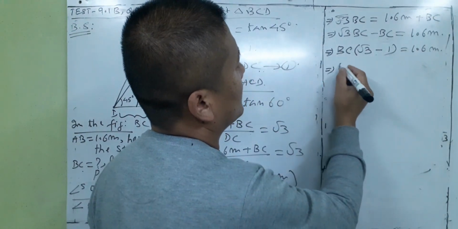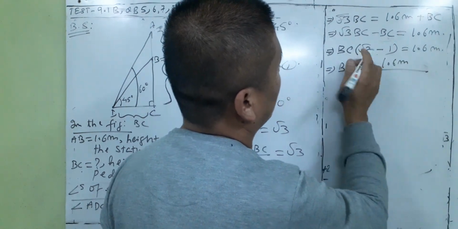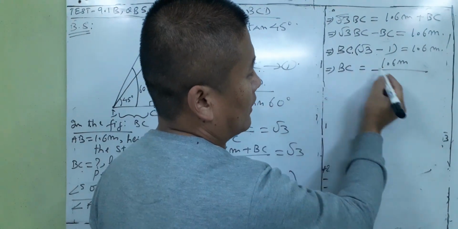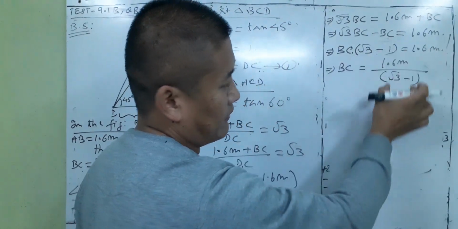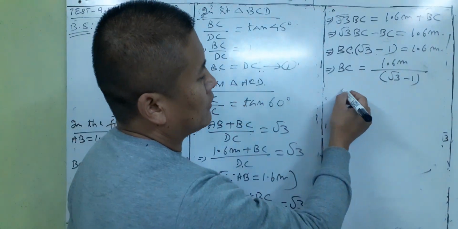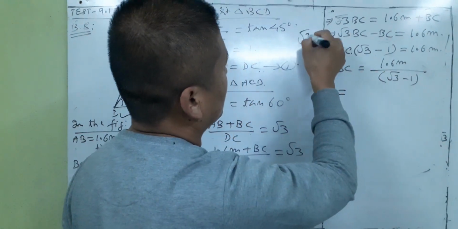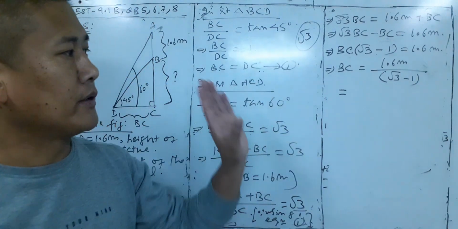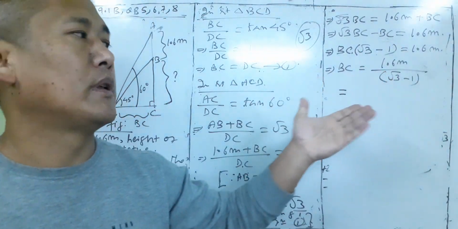So here BC will be equal to 1.6 meter divided by, because this bracket will come down to the denominator. Now here you need to listen carefully. See, when you have previously like this, root 3, this is called pure surd or pure irrational number, but this is not pure. Irrational number and rational number mixed. So that's called mixed surd.